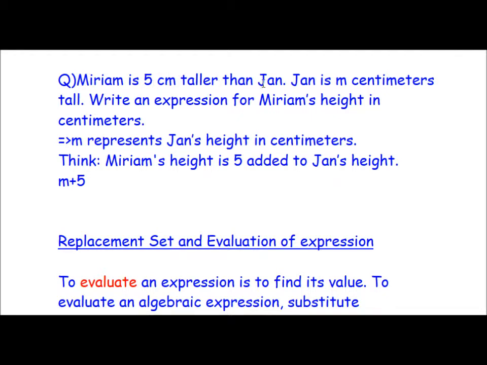Let's do another example. Miriam is 5 centimeters taller than Jan. Jan is m centimeters tall. Write an expression for Miriam's height in centimeters. So Miriam is 5 centimeters taller than Jan. Since Miriam is just 5 centimeters taller, we just have to add 5 to Jan's height to get Miriam's height. So Miriam's height will be m plus 5.